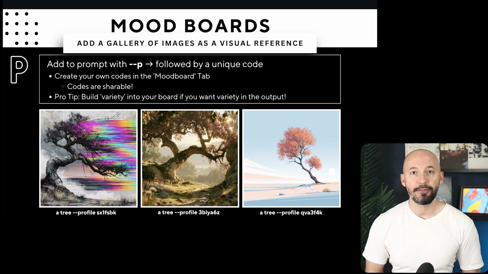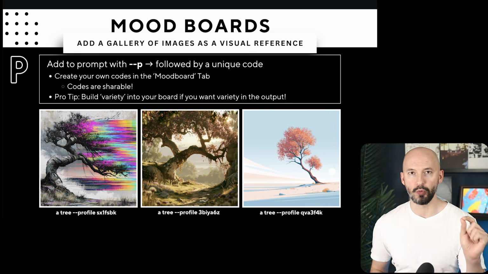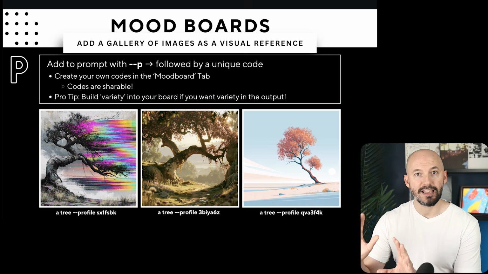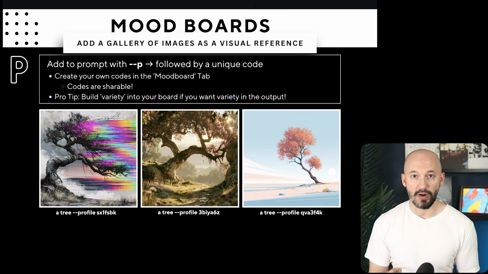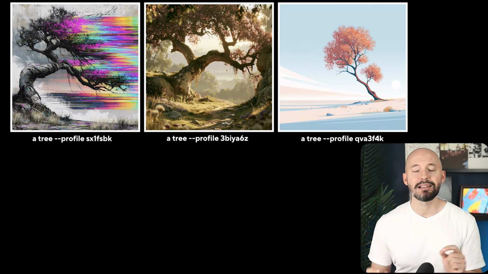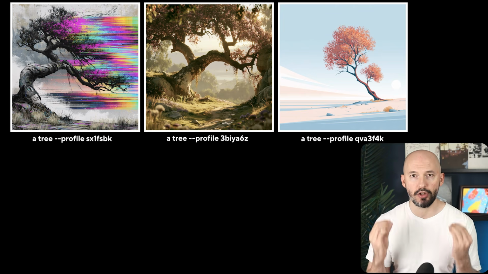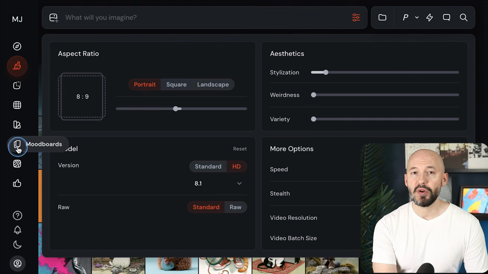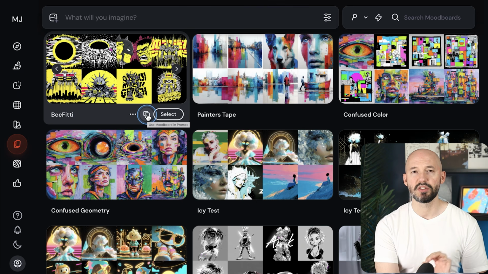Okay, let's get to my favorite Midjourney feature, mood boards. Mood boards are a way for us to gather some images and point to them in our prompt as a visual reference. Super powerful stuff. Mood boards are triggered by adding --P at the end of your prompt, followed by a unique code. Every mood board you make has a code attached to it. You can create your own mood boards here in the mood board tab. Once a board is created, you can click on this little button here.